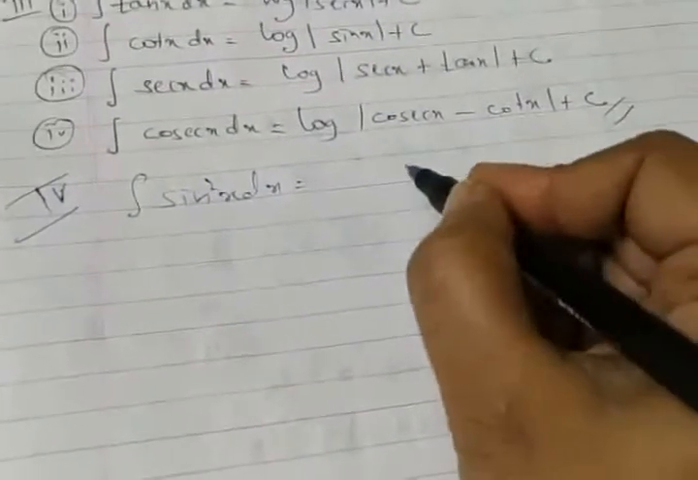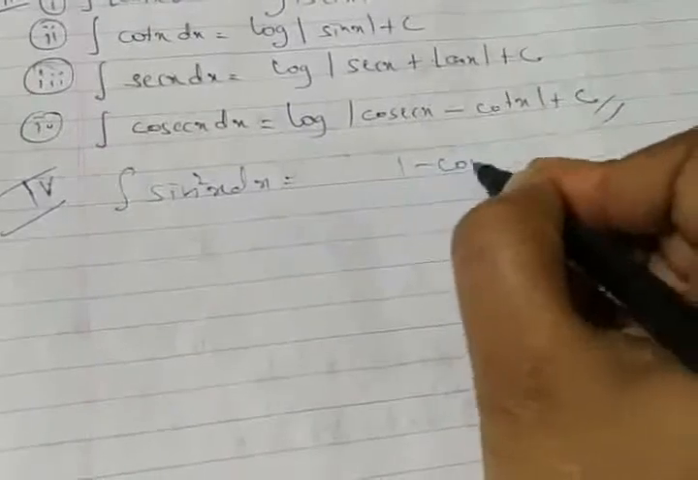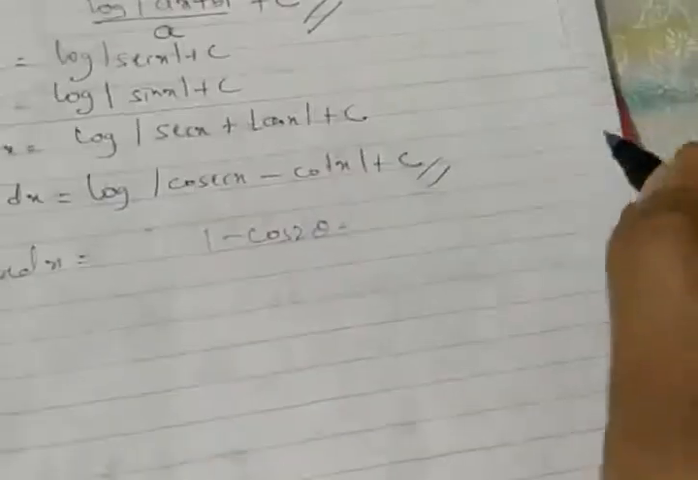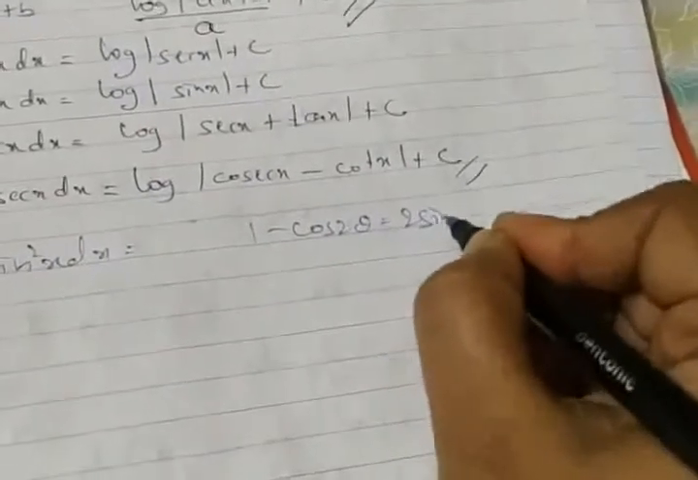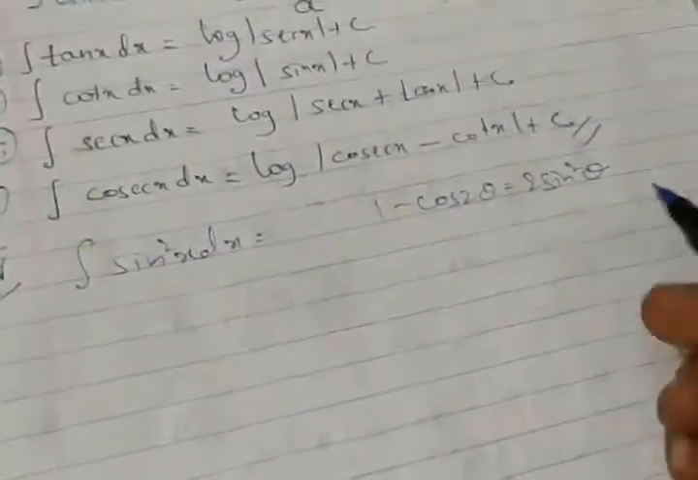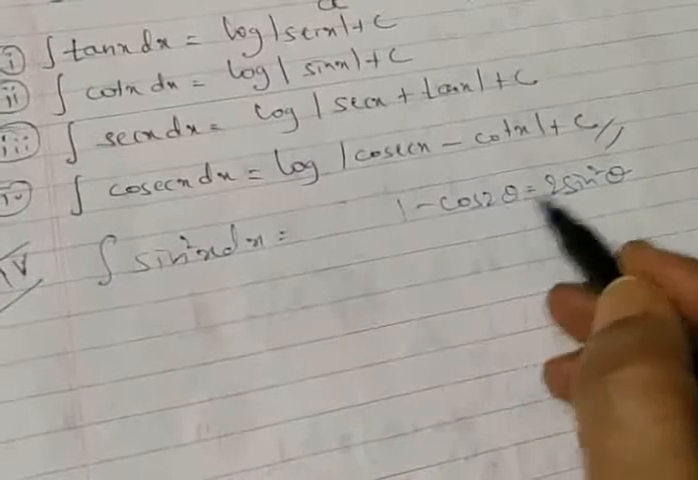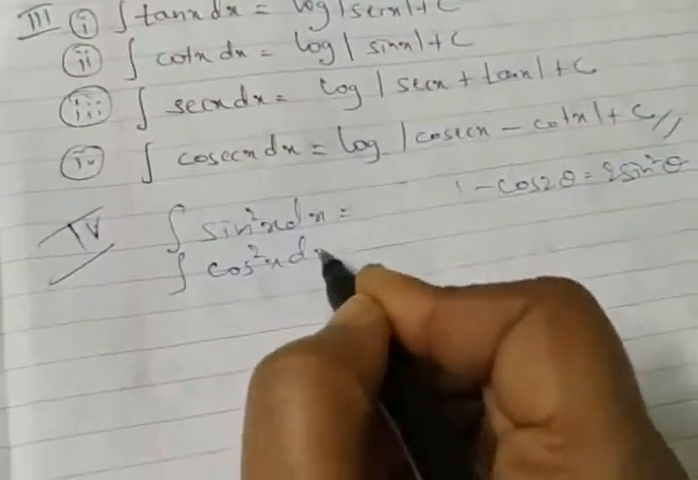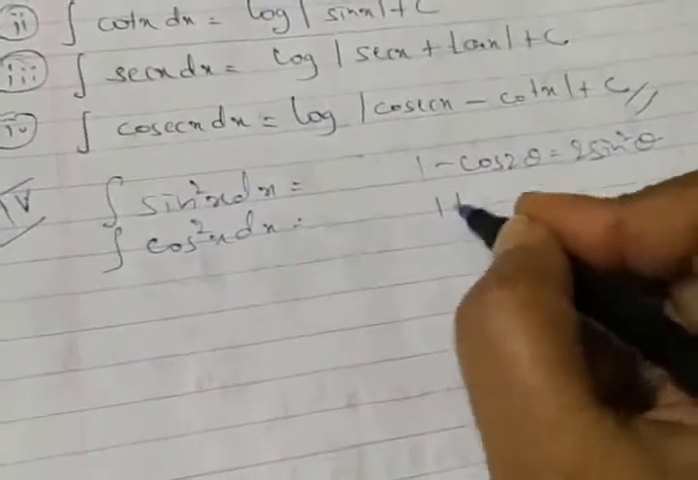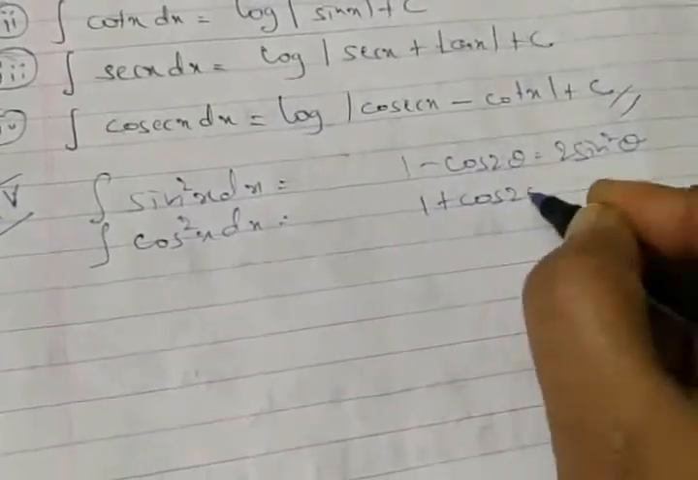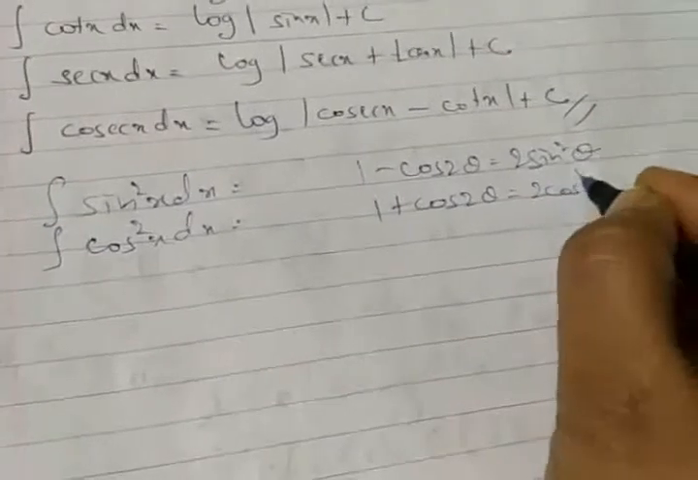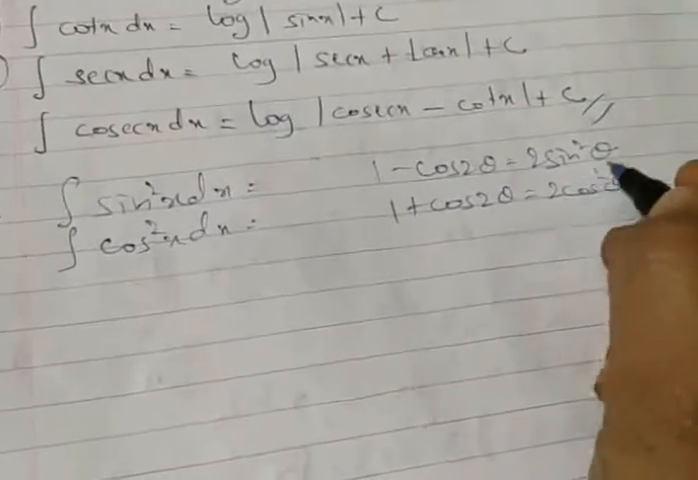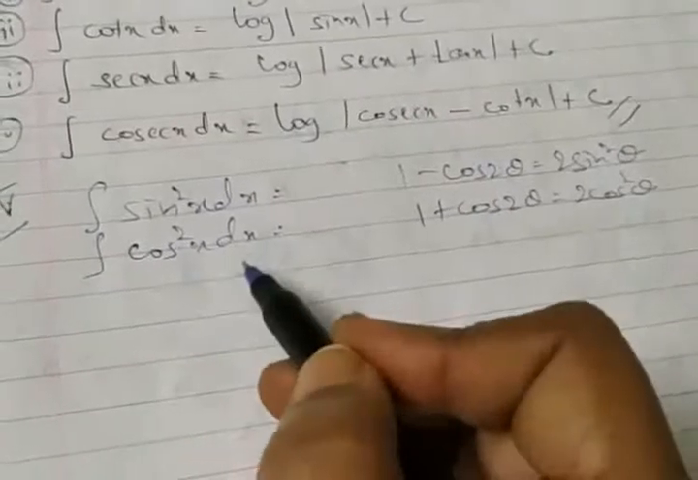Now recollect what should be done for integration of sine square x with respect to x. You have to use the formula 1 minus cos 2 theta is equal to 2 sine square theta. If you are not comfortable in terms of theta, you can even use the relation in terms of x also. Whenever we have integration of cos square x with respect to x, what comes to your mind? We have to use the formula 1 plus cos 2 theta is equal to 2 cos square theta, where cos square theta I need to balance and then it's possible to integrate.